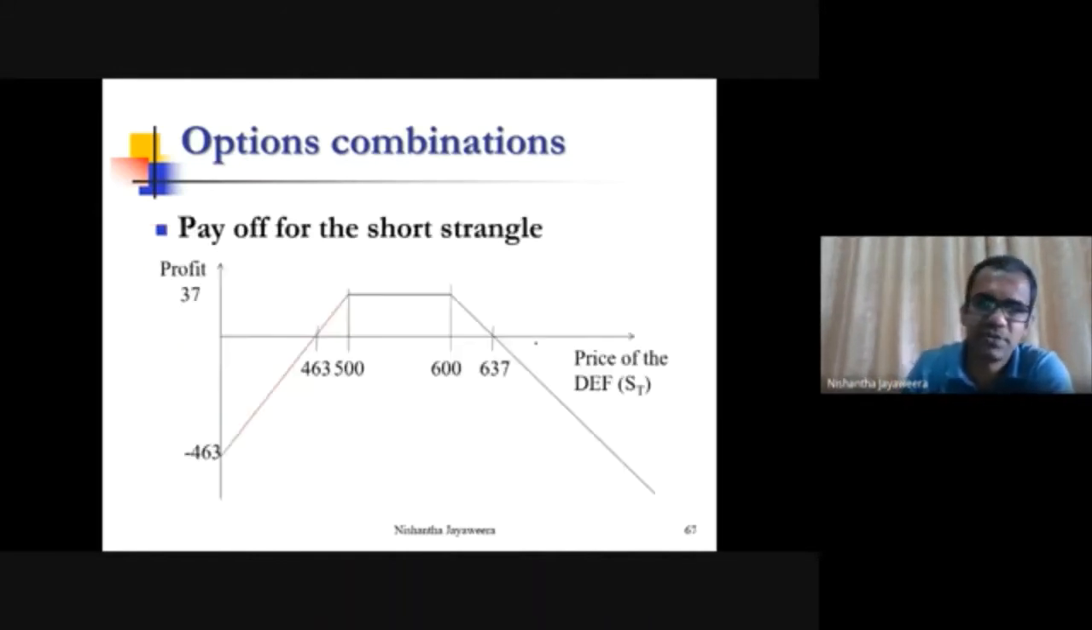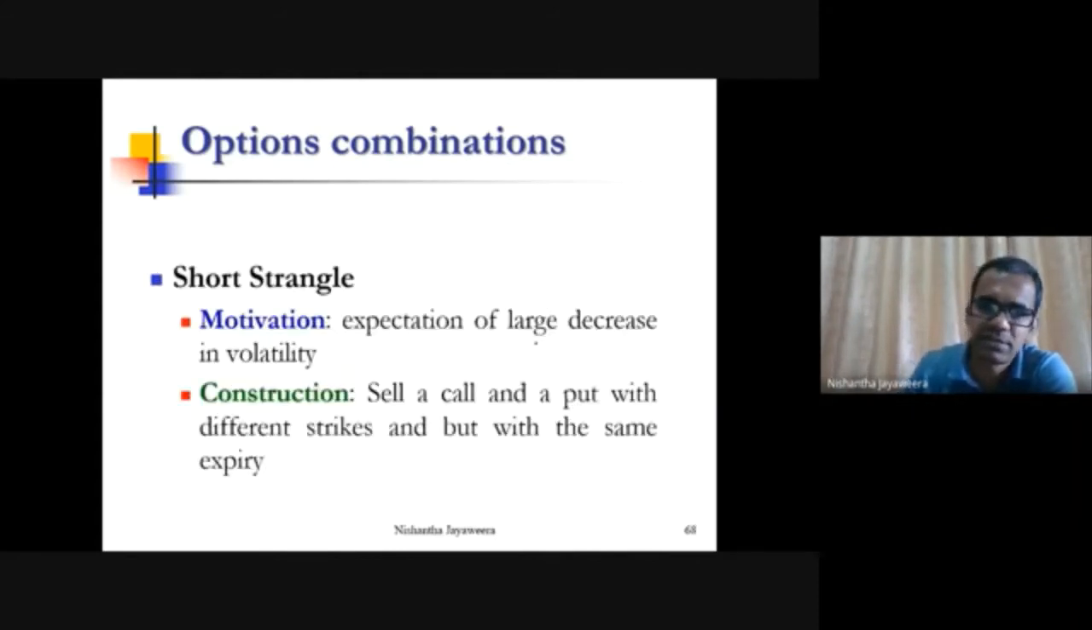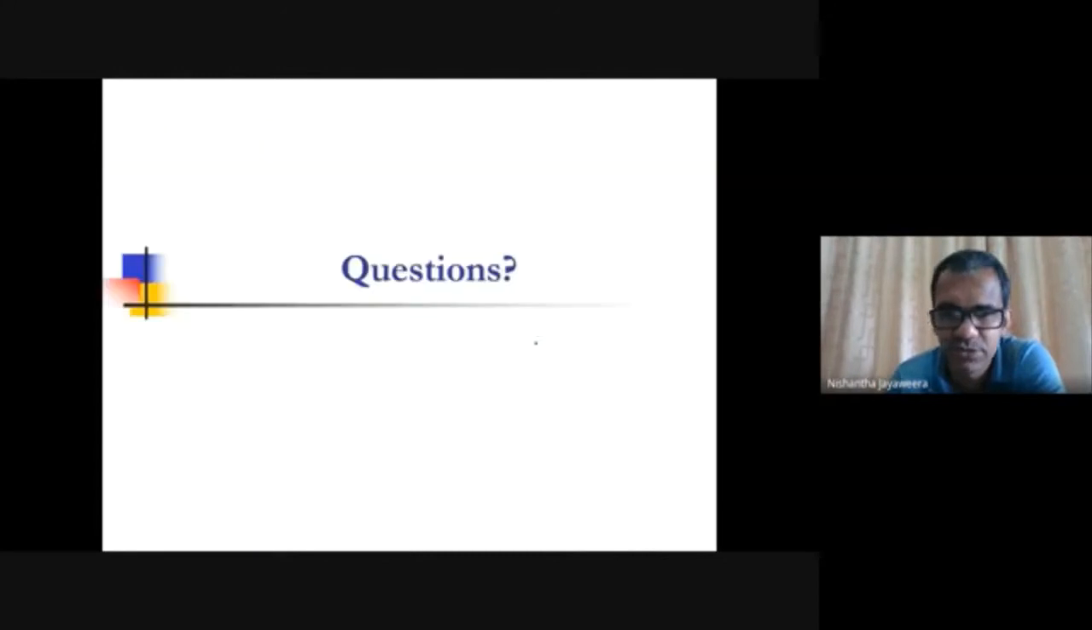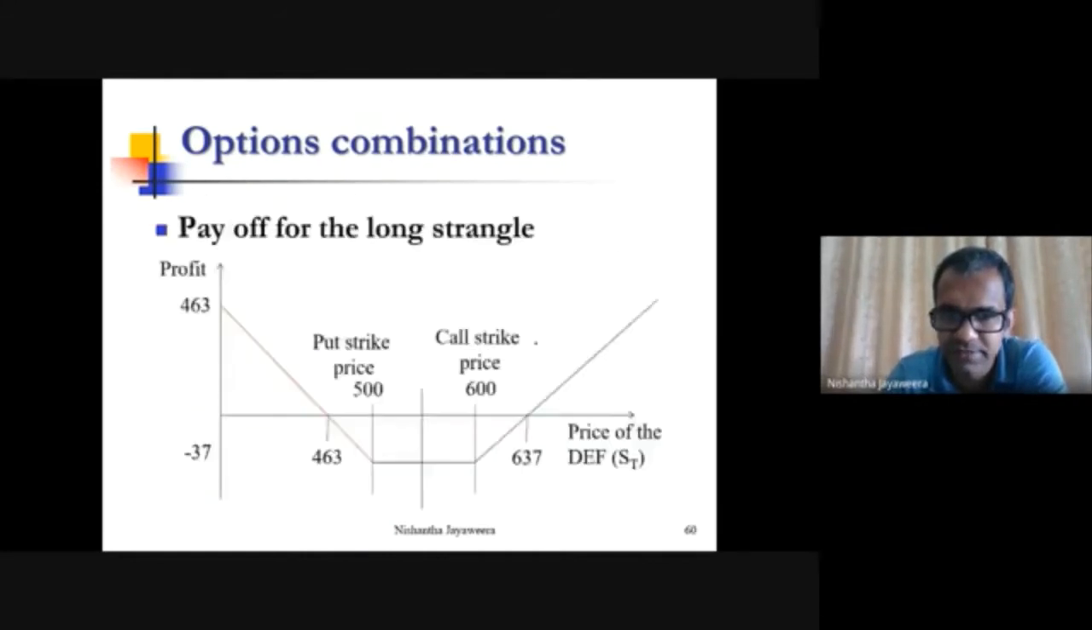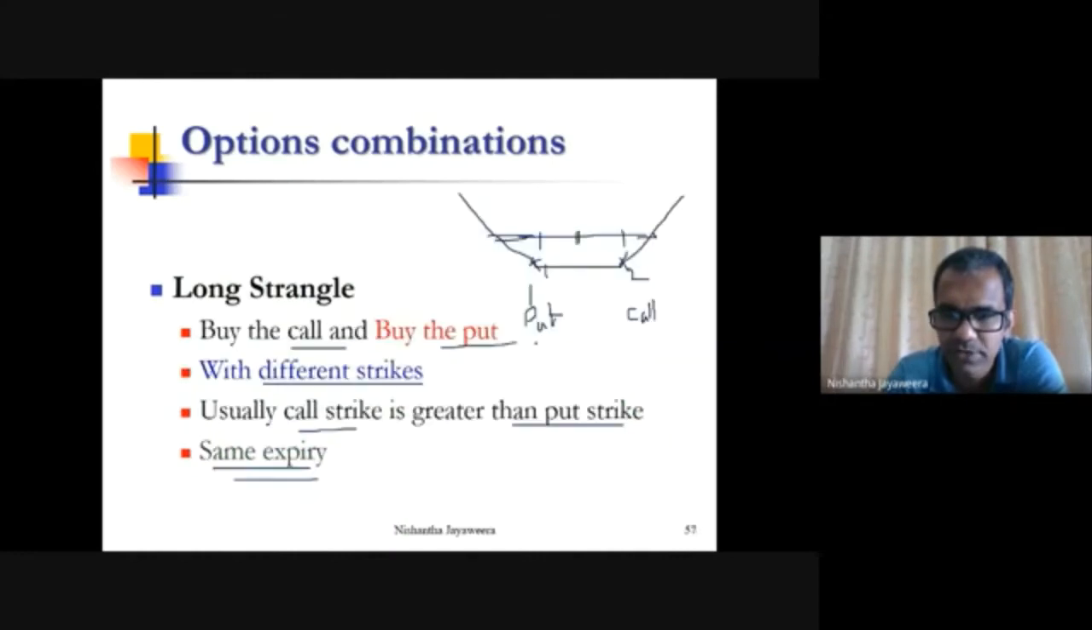So this is an example of a short strangle. This is the shape of the combination. You do this when you expect a large decrease in volatility. But if your view goes wrong, you will incur a huge loss. So that's all I wanted to discuss on option strategies. Any questions?